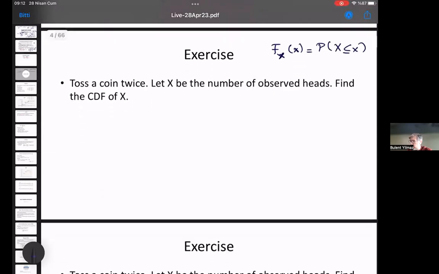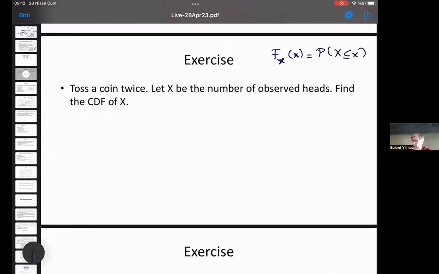Let's focus on this exercise right now. I'm tossing a coin twice, okay? I'm after the number of observed heads. I'm tossing a coin twice and counting how many heads I have. This is my random variable. And then I'm asked to find the CDF of x, okay? How do I do this?